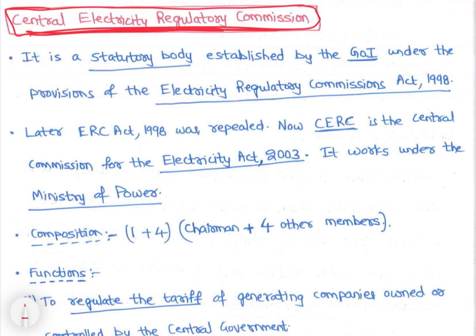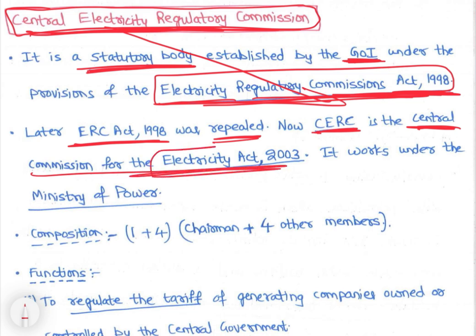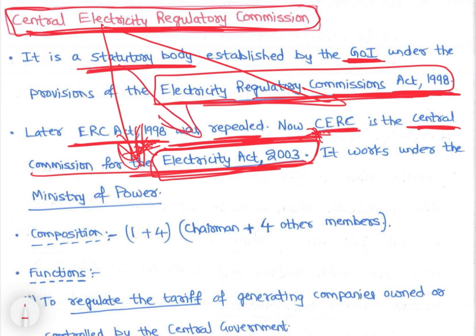So Central Electricity Regulatory Commission is a statutory body established by Government of India under the provisions of Electricity Regulatory Commission Act 1998, right? Then बाद में that Act was repealed. So now CERC functions under the Electricity Act 2003, right? It is a statutory body, and it works under Ministry of Power, right?